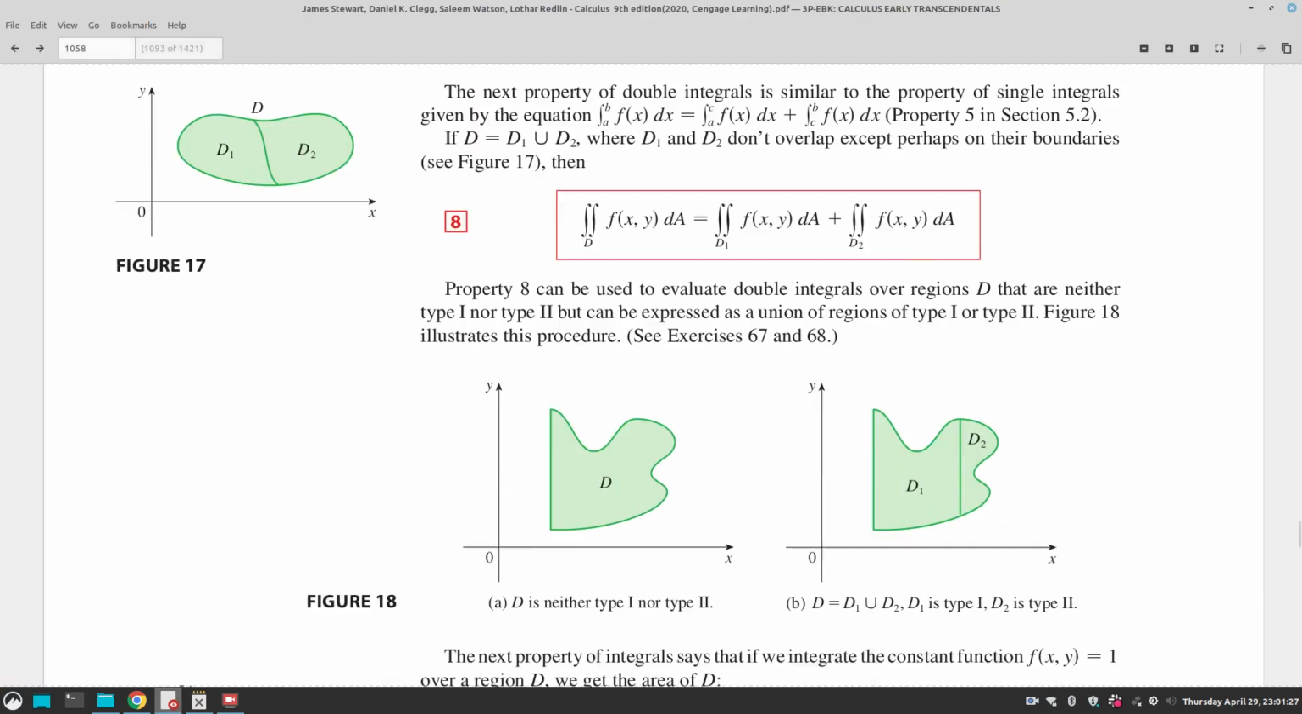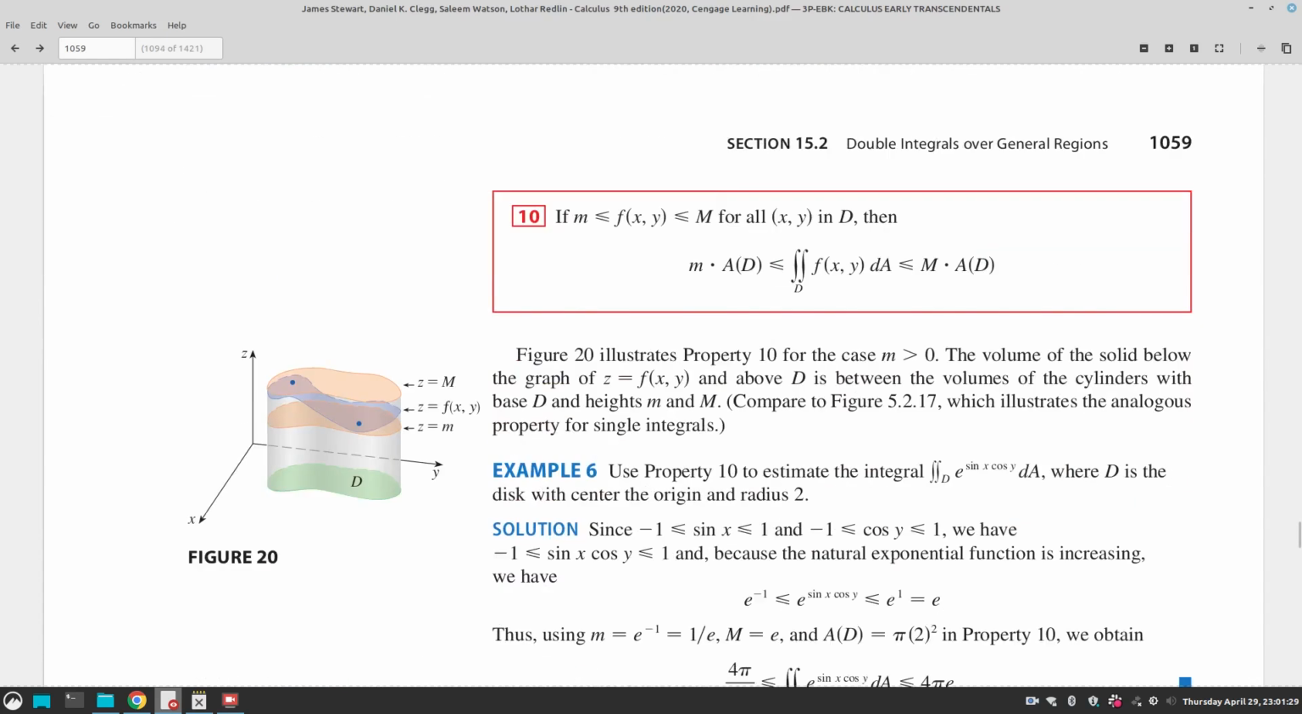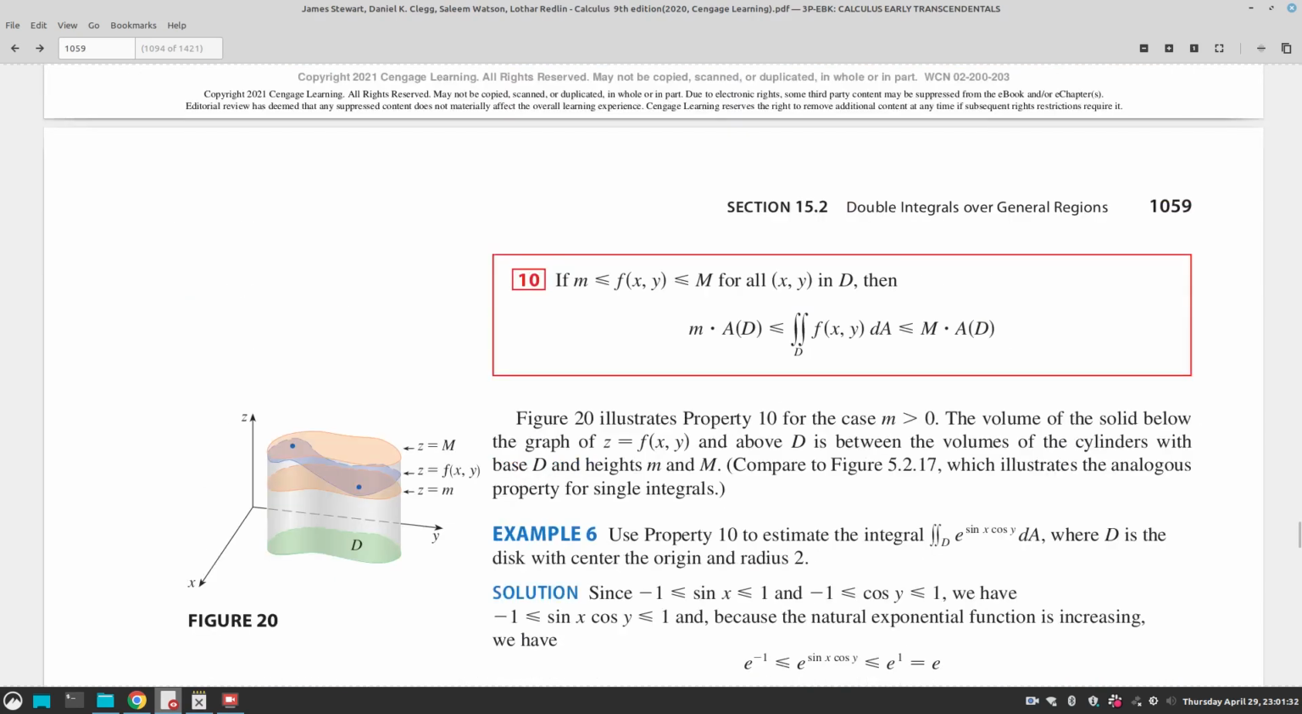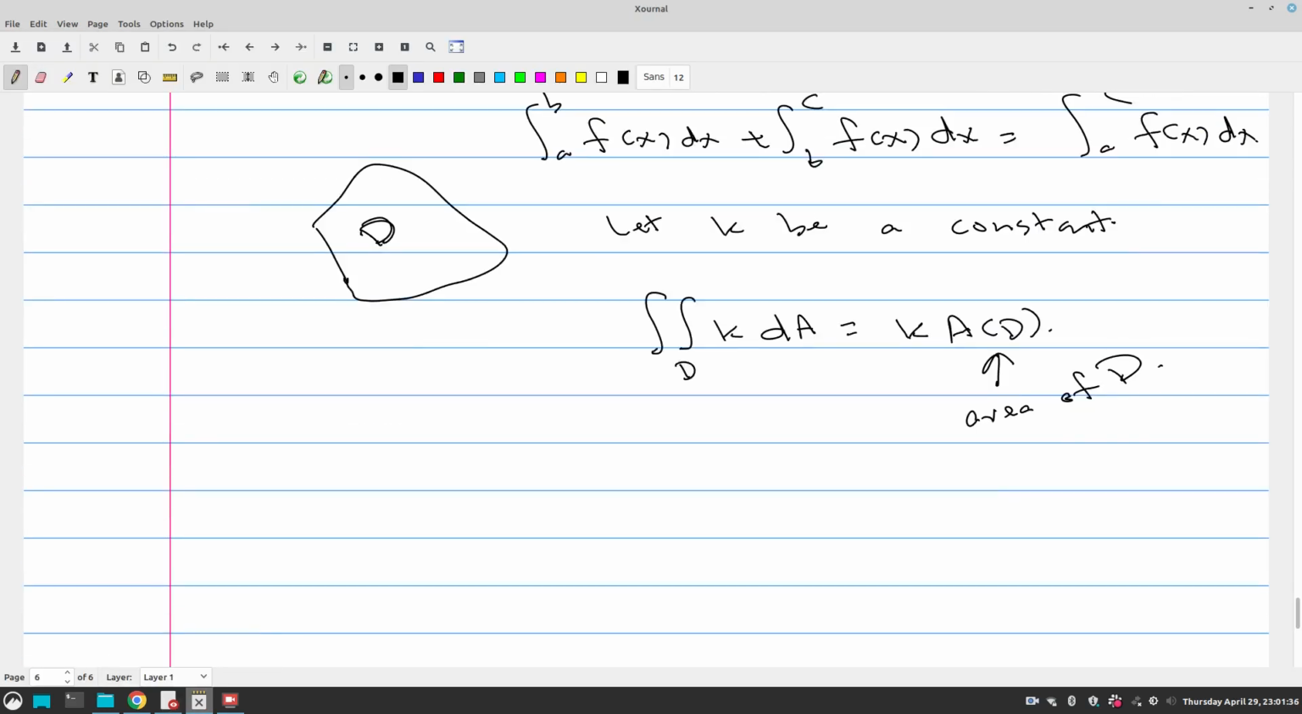And you have this other property that if a function of x and y has a global maximum and a global minimum on a domain, then we may state that this is true.